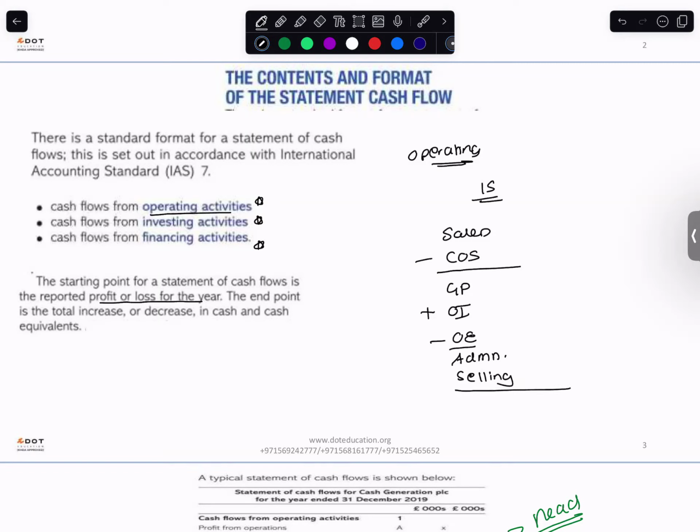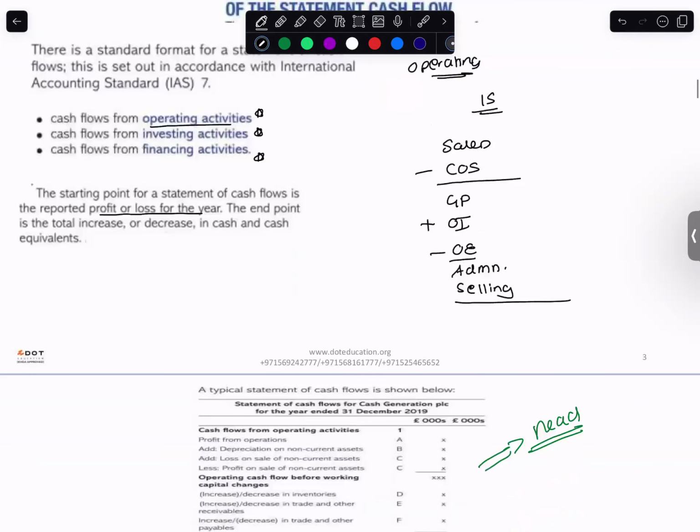So you will get what profit? Operating profit, or profit before interest and tax. Then minus which expenses? Interest, finance costs. Finance costs would be minus interest, minus tax. So you get your profit for the year.